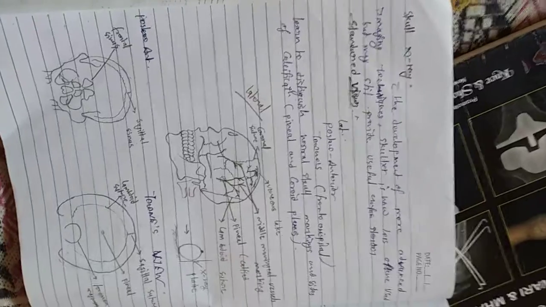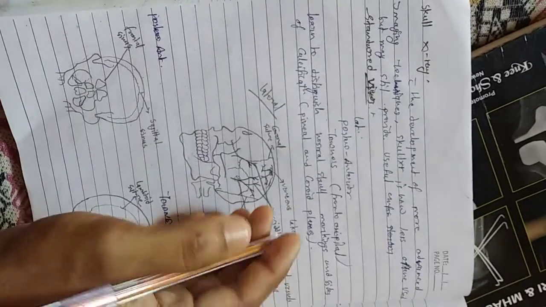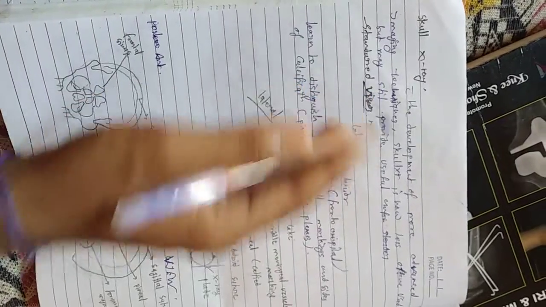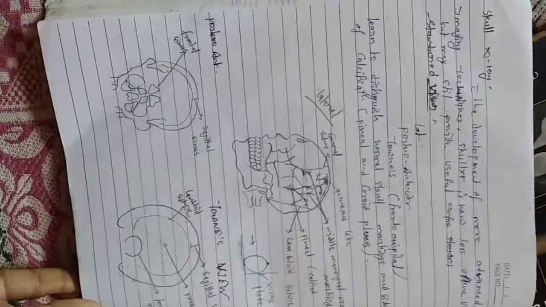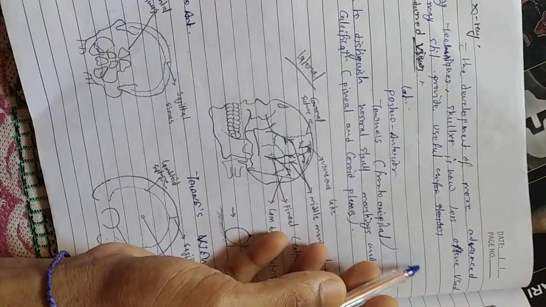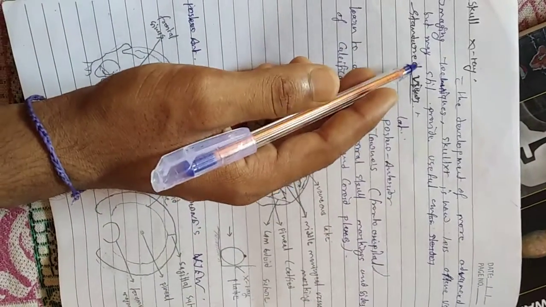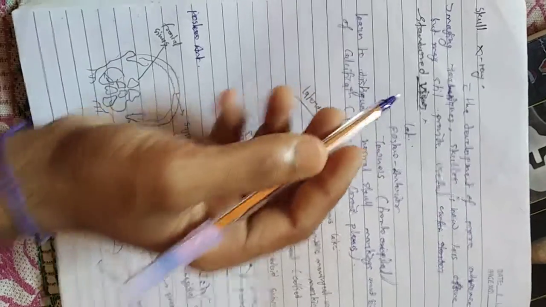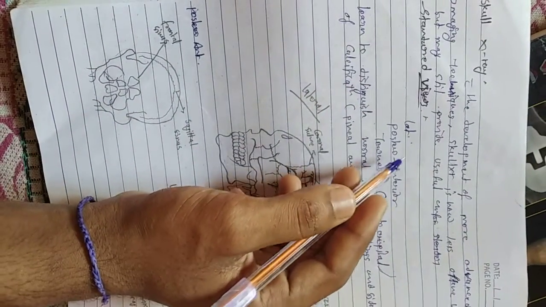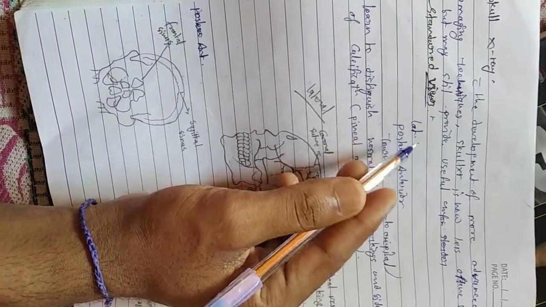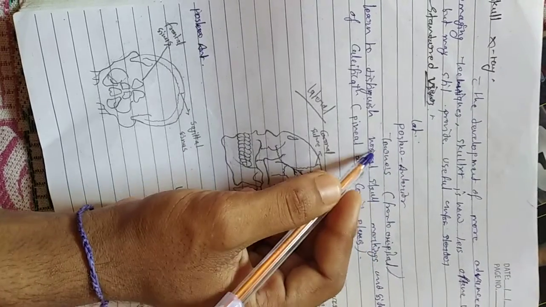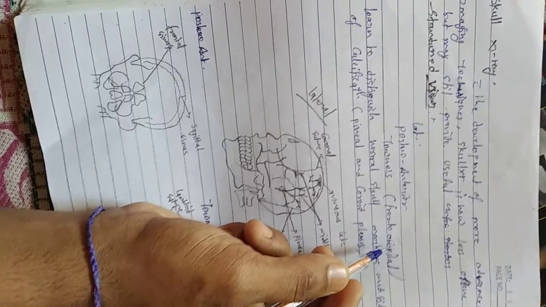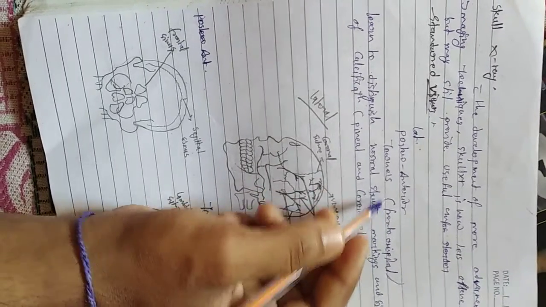Now the skull X-ray. It is older than the more advanced imaging techniques, so it is less often used for imaging, but it still provides useful information in the standard views. Now the types of skull X-ray views: lateral view, posterior anterior view, and Townes view. Townes view means fronto-occipital view. So this is called Townes view.